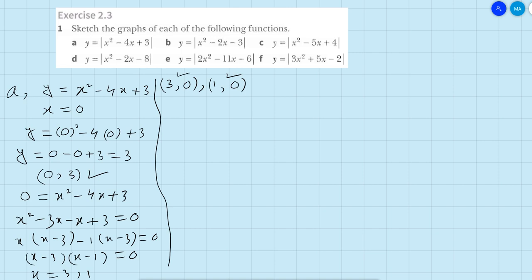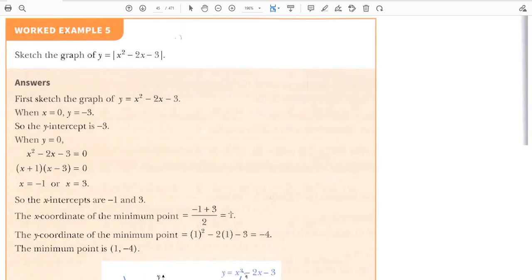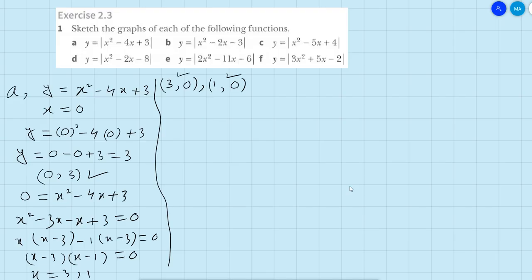How? You can see one more time this. The x-intercepts are 1 and 3. So in this case, you just have to add both the values of x and divide by 2. Here we are taking these two values, 3 and 1. So 3 plus 1 upon 2 equals 4 upon 2, which is 2. Put this value of 2, and you will get the coordinates of the maximum or minimum point in the question.